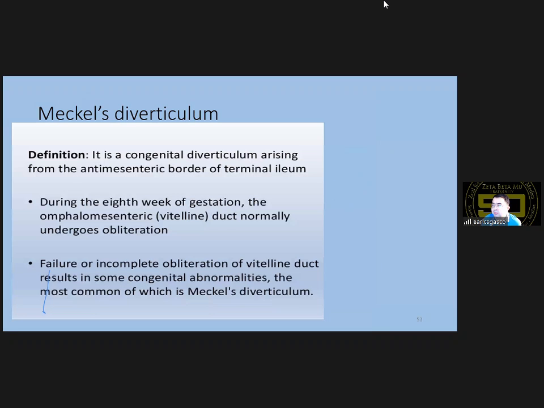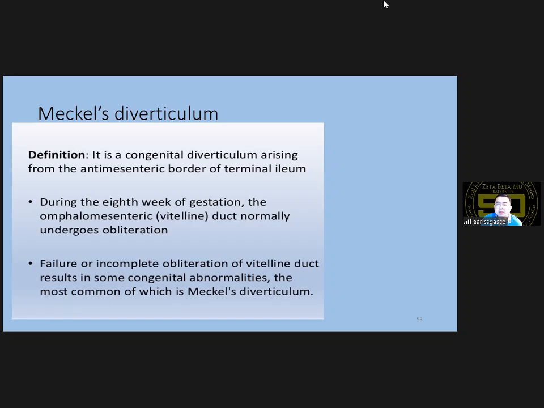Okay, first part. This is the most common congenital abnormality of the digestive tract of the small intestine. This is the Meckel's diverticulum. It is a congenital diverticulum or outpouching which arises from the antimesenteric border of the terminal ileum.